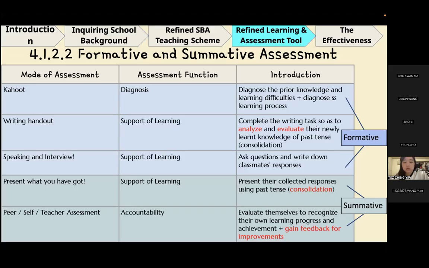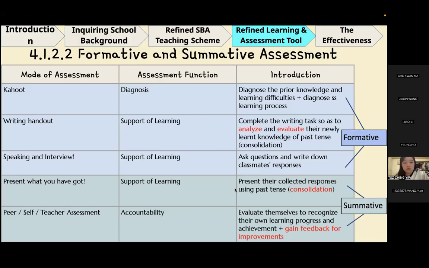And for the speaking interview, it also supports students' learning as they have to ask questions and write down classmates' responses as well. For the summative assessment, for the presentation, students have to present their collected responses using past tense, which can also be considered as a consolidation stage.